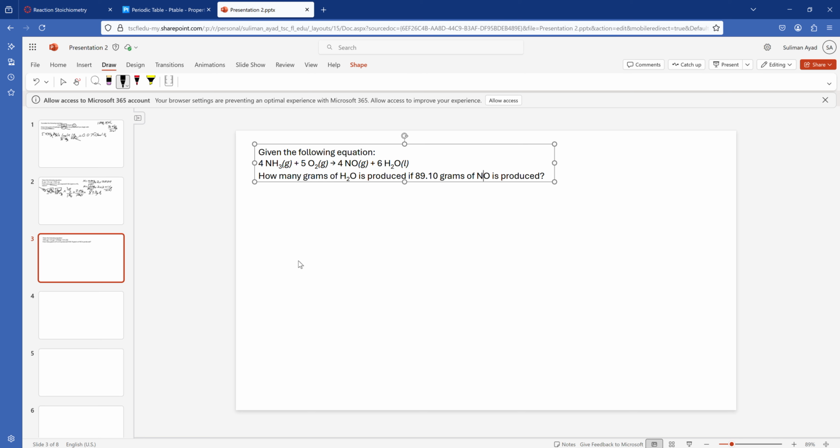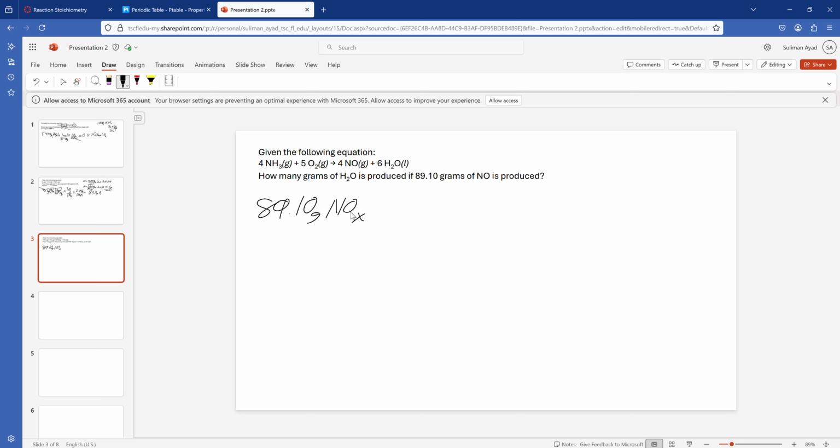Don't worry too much about the required versus produced or necessary or yield. All of those things are not helpful in figuring out how to set up the problem. You're just trying to convert one substance into the other substance using moles as the intermediary. So, the value we are given is 89.10 grams of NO. I'm going to multiply this by its molar mass in order to make grams cancel.